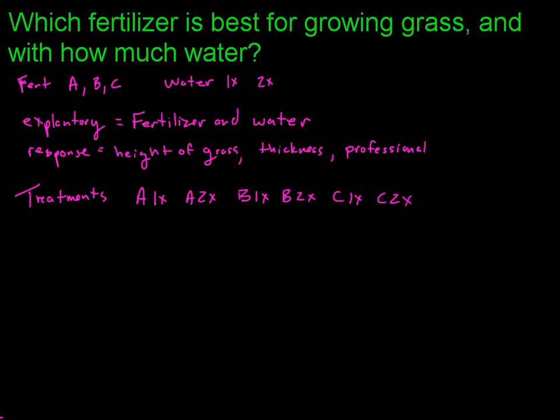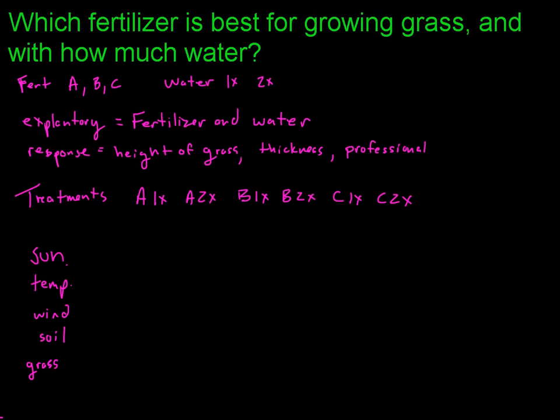So it's important to understand that you have to be able to list all of your treatments out that you're going to give to the grass. Okay, so now what are some other things that potentially could cause grass to grow besides fertilizer and water? Well, sun is a potential confounding variable, or an extraneous variable. Temperature. What else can we think of here? Maybe wind. Soil type, grass type.